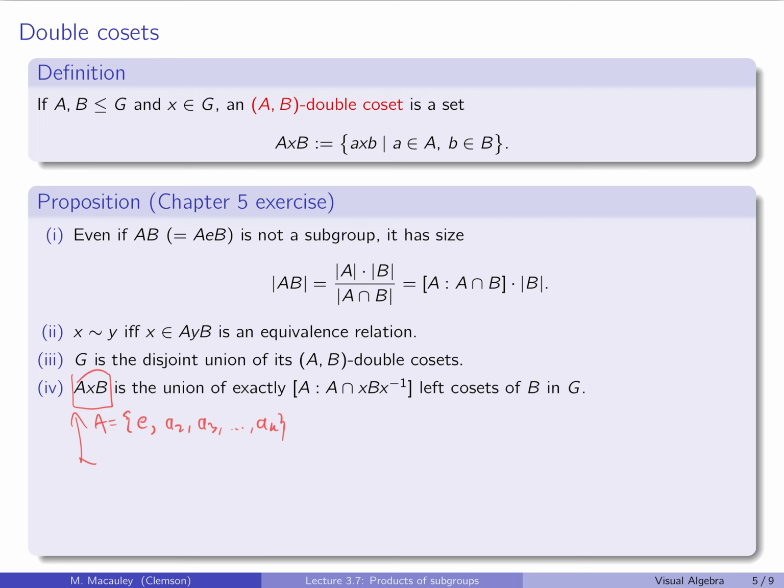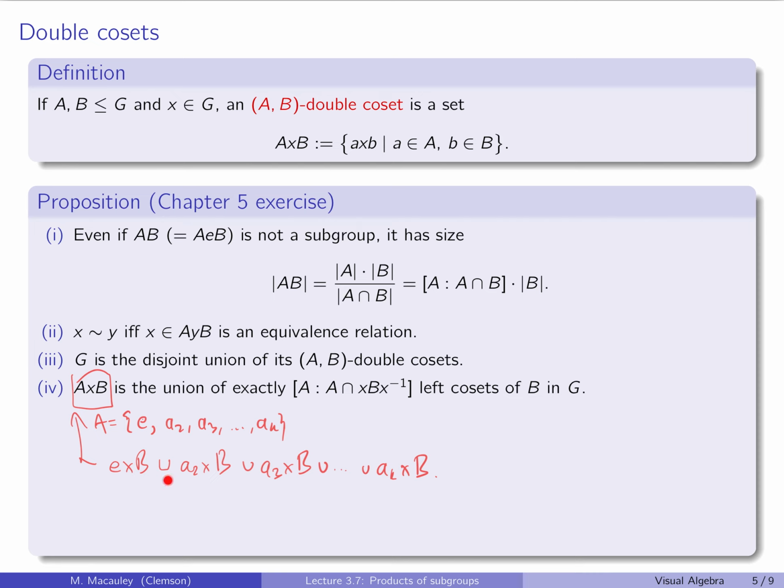E times XB union A2XB. I mean, it is the set of all things of the form something in A times X times something in B. So everything in here is going to be in one of these cosets, which are not necessarily disjoint. A3XB union all the way up to AKXB. Convince yourself that, again, everything in here can be written in here.